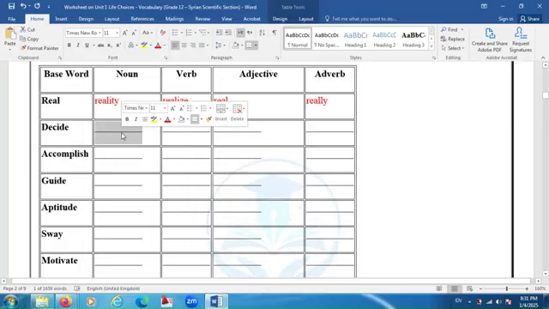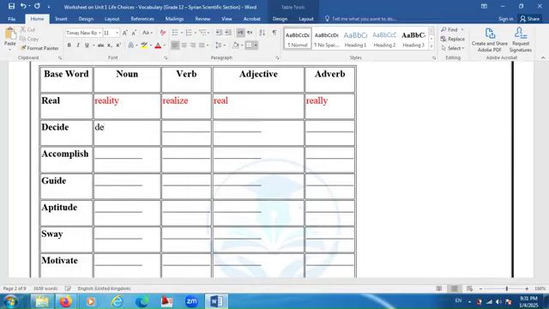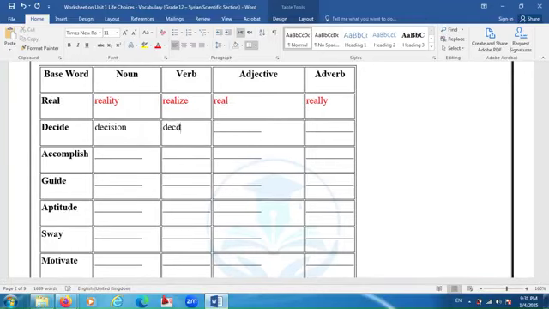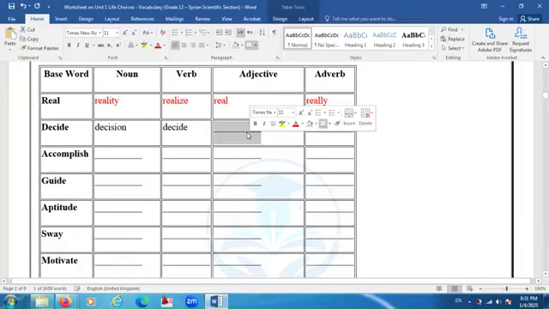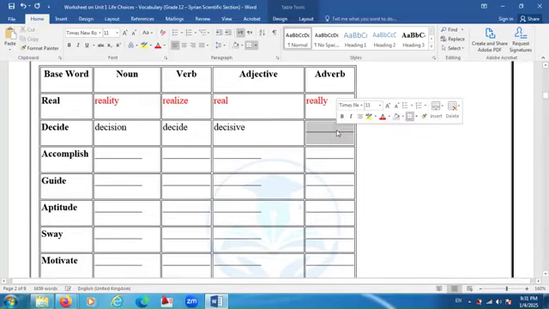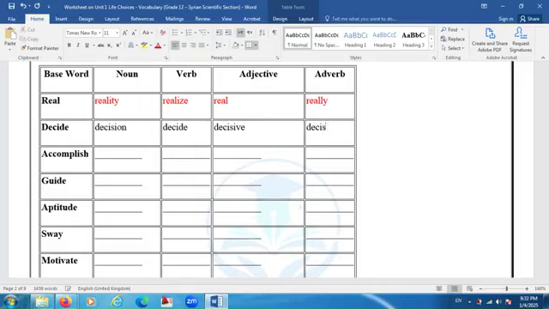Decide, the noun is decision. We know it. Decision. Correct. And the verb to decide. And the adjective decisive. And the adverb decisively, if you take the adjective and you add the ly. Decisively.